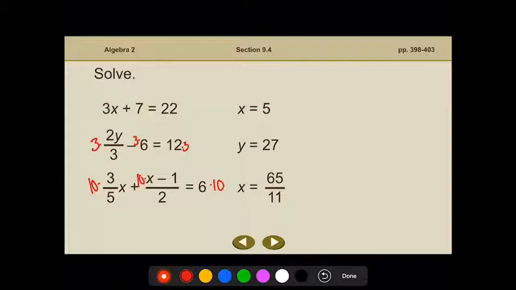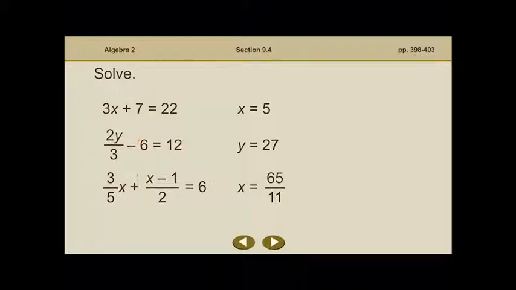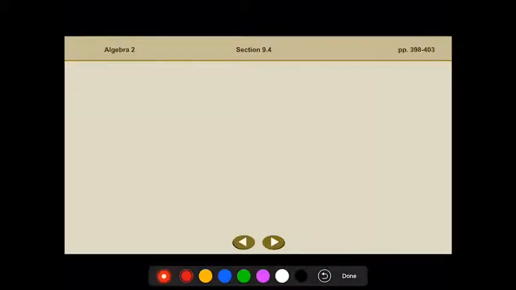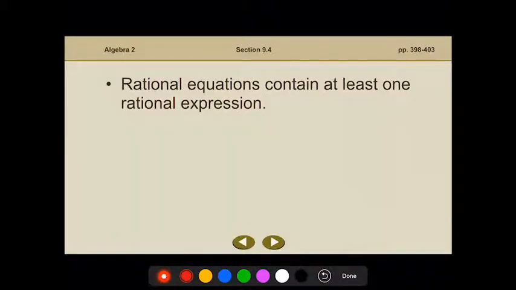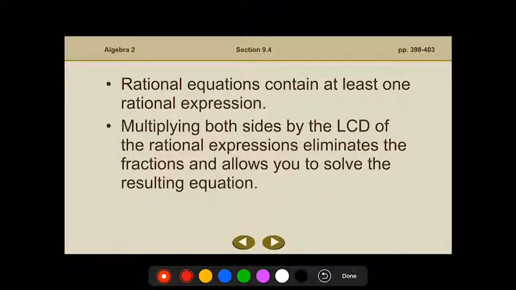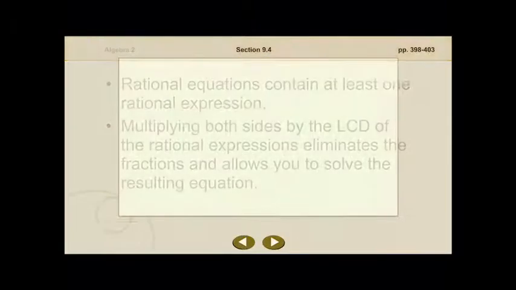Well, that same concept of getting rid of your fractions is exactly what we're going to be doing in this lesson. We're going to work with some equations, and we're going to solve for x or for y or for whatever variable it says. And all we need to do is simplify by getting rid of our fractions. Rational equations contain at least one rational expression, in other words, a fraction. We multiply both sides by the least common denominator of the rational expressions, and it eliminates the fractions. So that's basically what I just showed you in the previous slide. So again, that's all we're really working on today.